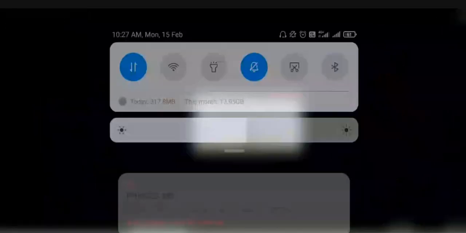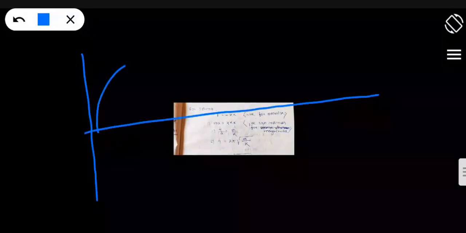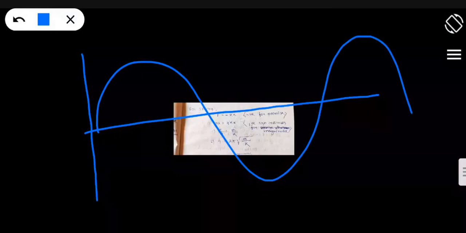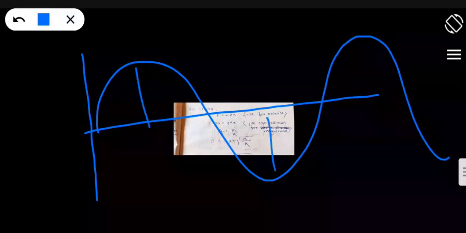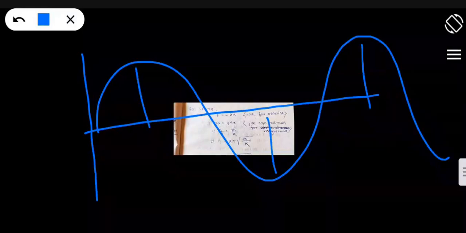Based on this, there will be two types of oscillation. One is undamped oscillation. What is the meaning of undamped oscillation? It is a constant oscillation, right? If the force is not withdrawn, as in the last case that I told, then obviously there will be a constant oscillation like this.